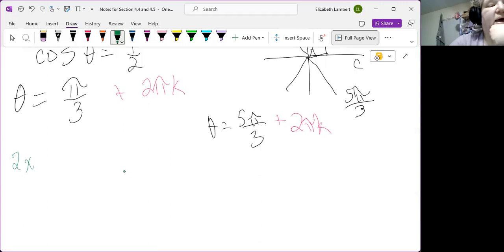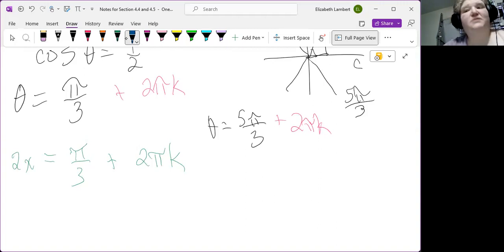So now I'm saying 2x is pi over 3 plus 2 pi k. 2 times x. So if I want to get rid of the 2 with the x, it's being multiplied, so I would divide. And whatever I do on one side, I have to do to the entire other side. So not just the pi over 3 gets divided by 2, but the 2 pi k gets divided by 2 as well. Because that 2 inside the function makes it go twice as fast, which means we're going to get twice as many answers.